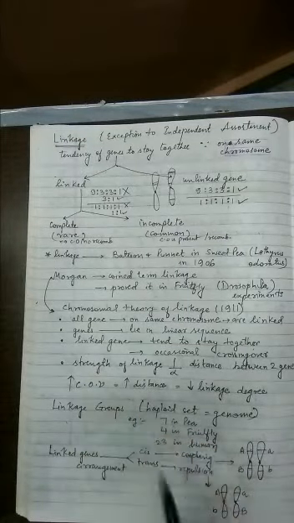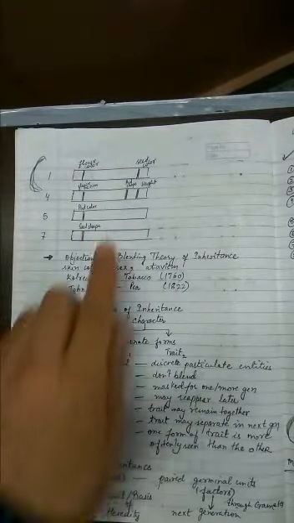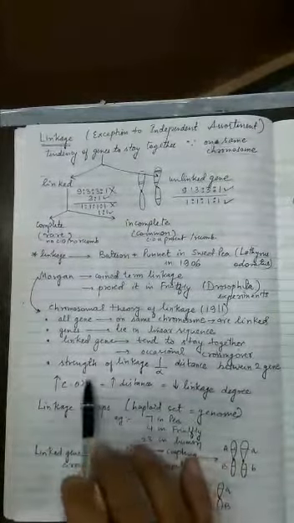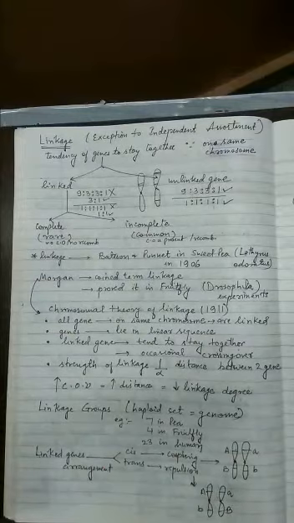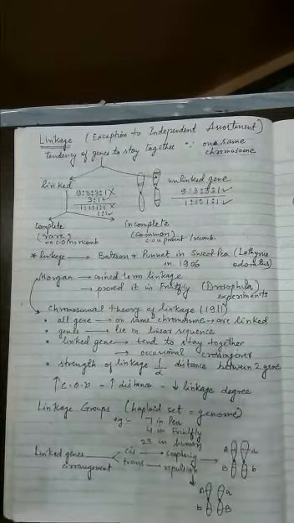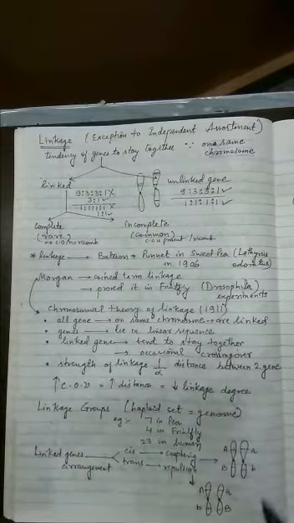So the strength of the linkage is inversely proportional to the distance between the two genes. When two genes are far from each other, they have a lesser degree of linkage, and when two genes are close to each other, they have a high degree of linkage. So remember, it's inversely proportional to distance. The degree of linkage will be more if the distance between two genes is less.